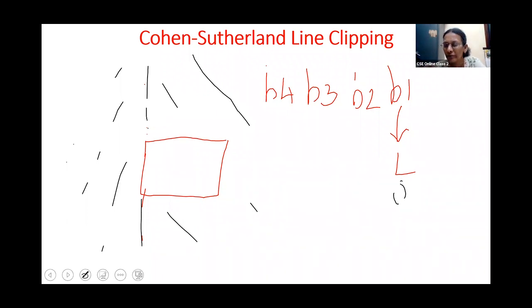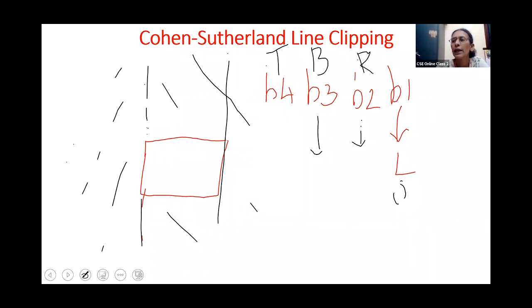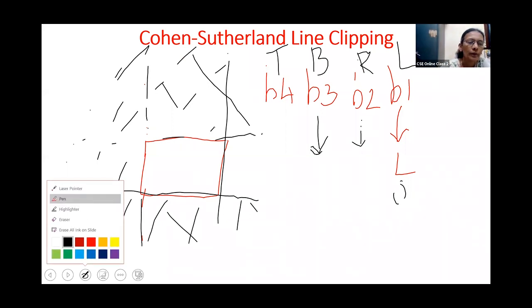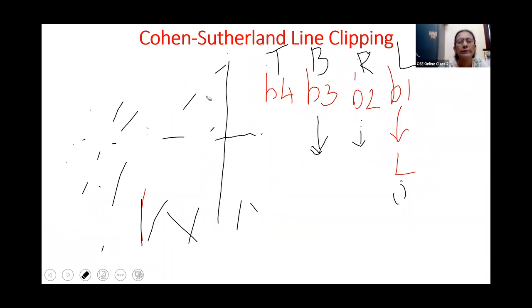Now bit 2 is set to 1 if the point is to the right of the right boundary. Bit 3 will be set to 1 if the point is below the bottom boundary, that is for this region. And bit 4 will be set to 1 if the point is above the top boundary. We'll see an example.